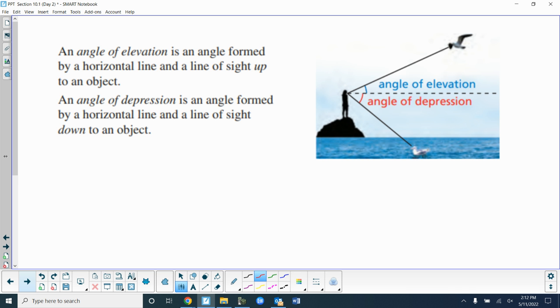Oh, before we do one more, we'll talk about angle of elevation and angle of depression. So an angle of elevation is an angle formed by a horizontal line and a line of sight up to an object, like up to that seagull. And then an angle of depression is an angle formed by a horizontal line and a line of sight down to the object where the seagull is down there floating on the water. So the red is angle of depression, the blue is angle of elevation. But remember, it's got that horizontal dashed line there that you always use those angles with.